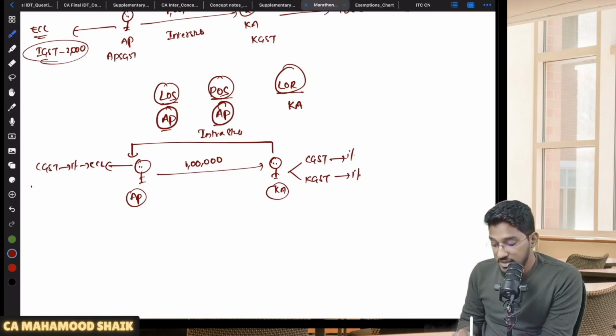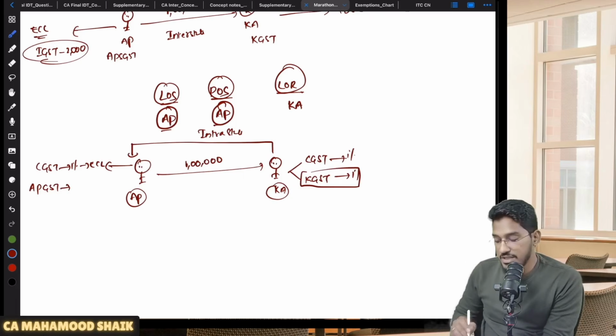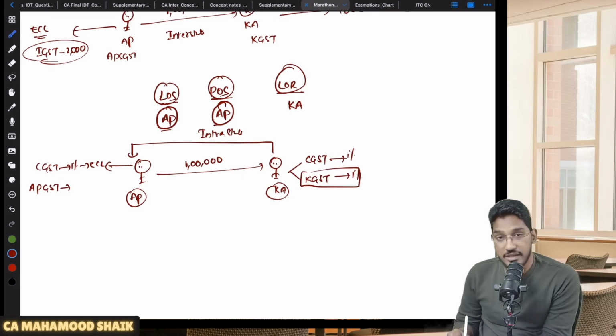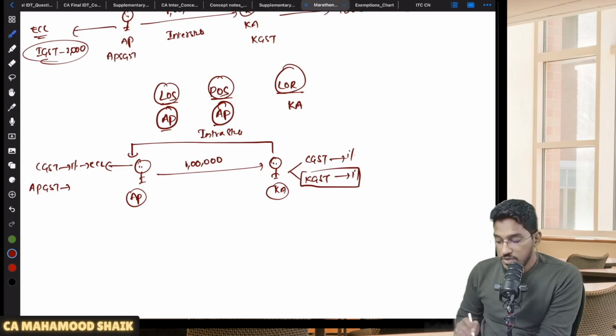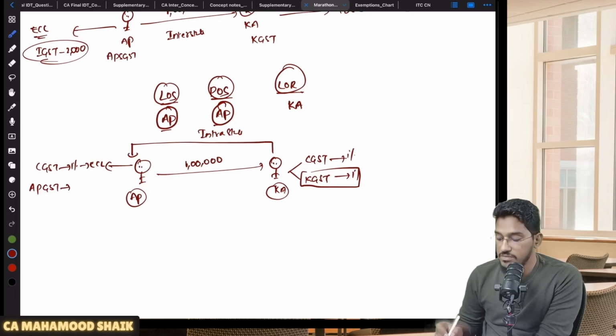But the supplier is registered with the AP government, so AP GST state credit he has to take in the electronic cash ledger. But the recipient would have deducted Karnataka GST. The recipient has deducted Karnataka GST, but the supplier has to collect the credit in the AP GST cash ledger. So do you think the state governments will allow it? No, state governments will not allow it. So this will create a problem.